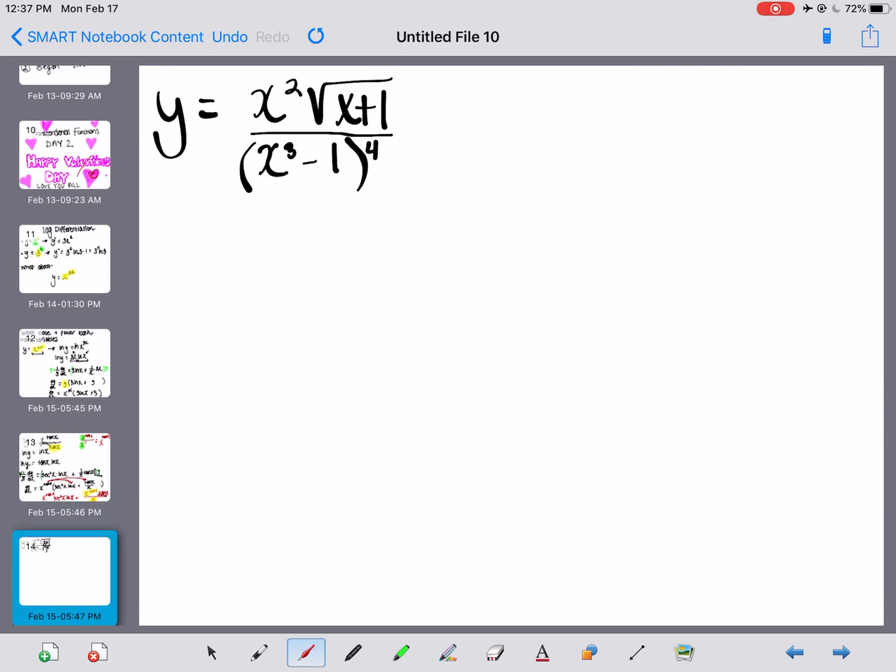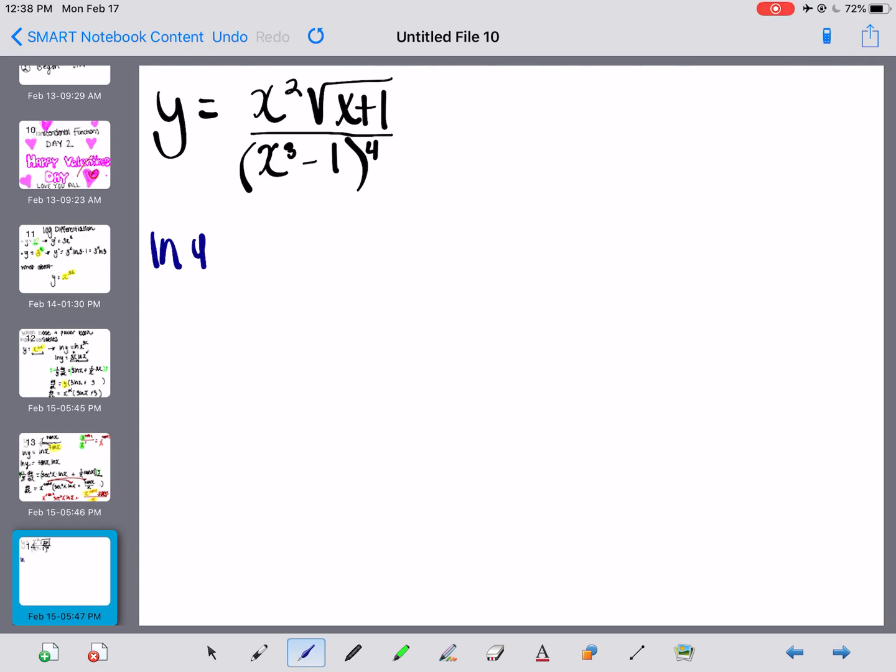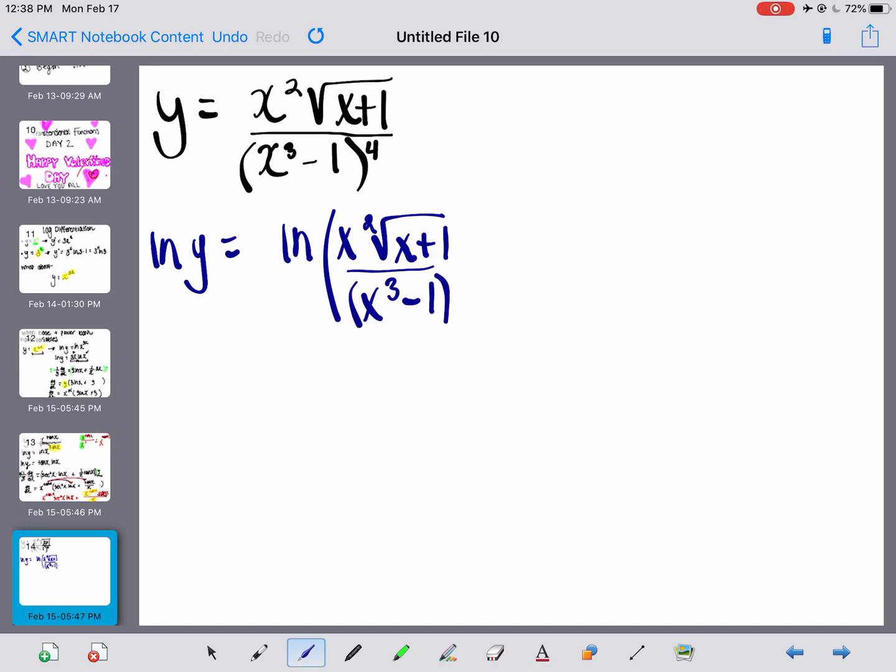All right. Here's another one. y equals all of that. That's a lot of work if you guys do not use your logarithm rules. So step 1, take the natural log of both sides. The logarithm of a fraction can be split up into subtraction.